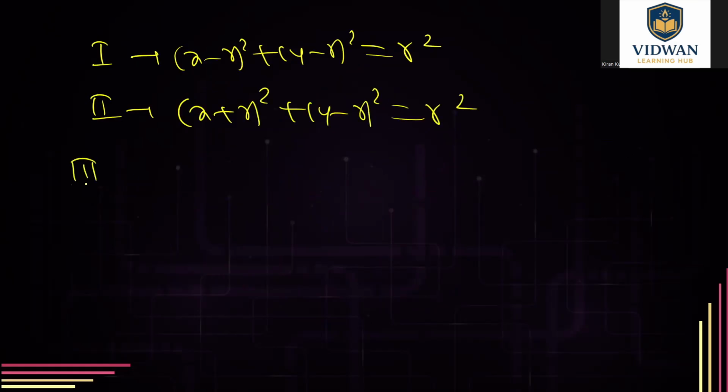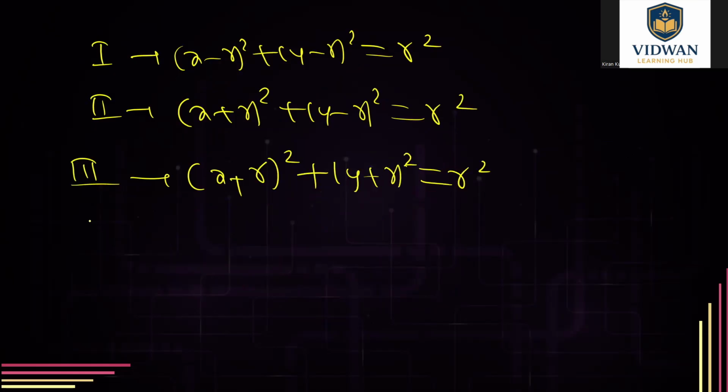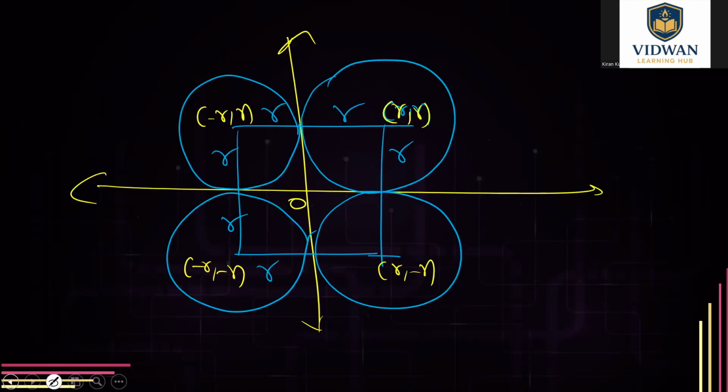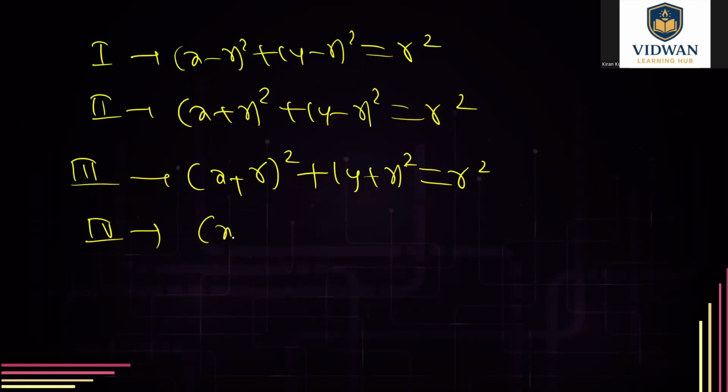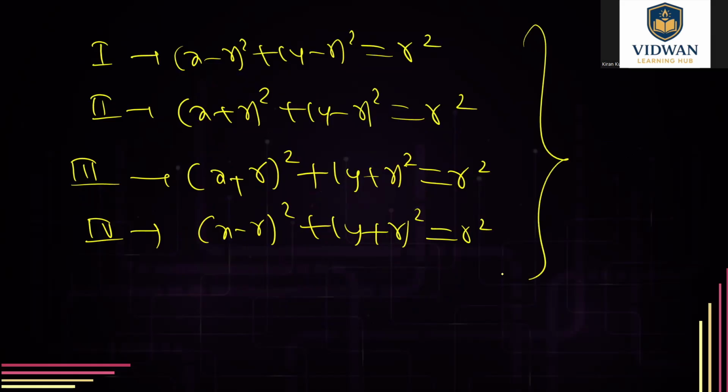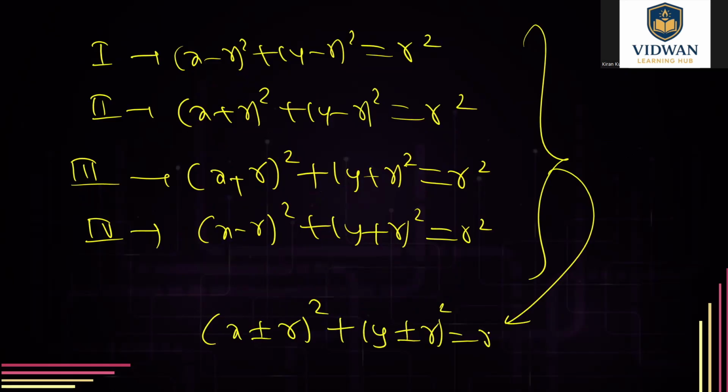And for third quadrant, you can write x minus r whole square will become x plus r actually. Y plus r whole square equal to r square. For fourth quadrant, the circle would become x minus r whole square plus y plus r whole square equal to r square. So these are the 4 circles. And if you want to club them, you can also represent them as x plus or minus r whole square plus y plus or minus r whole square equal to r square. If you want to write all the 4 together, that is either you will take both plus, both minus, plus minus or minus plus, it will give 4 cases. So this is all the 4 put together.